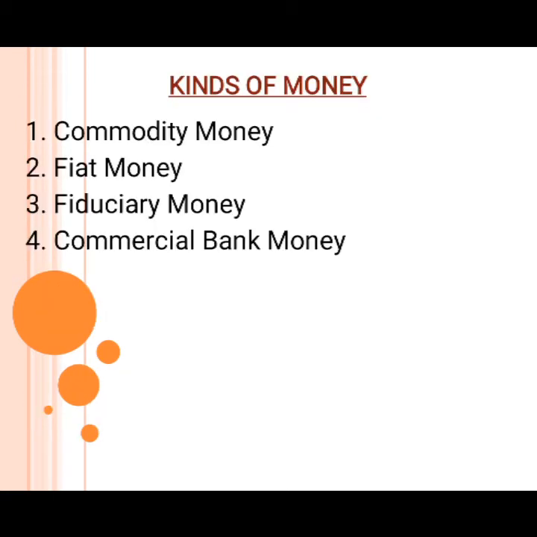So now let's proceed to our last topic, the kinds of money. We have four kinds of money. First is commodity money. Second is fiat money. Third is fiduciary money. And lastly, commercial bank money.